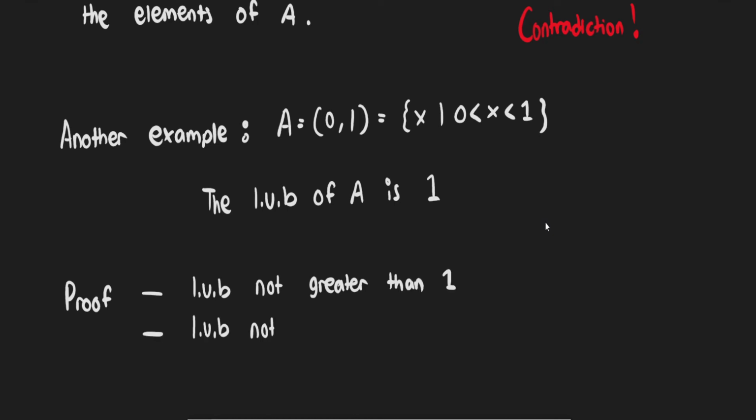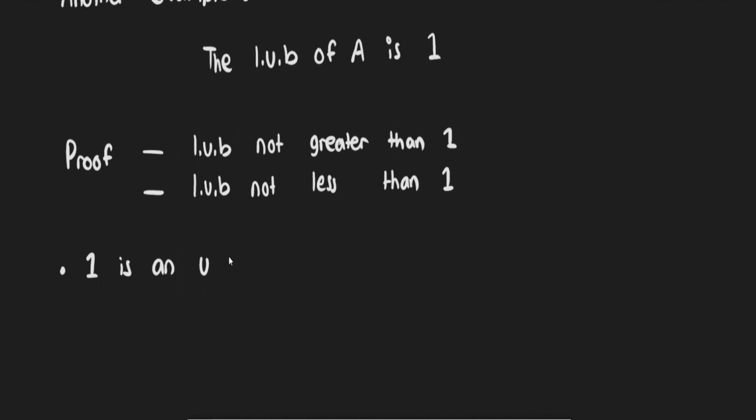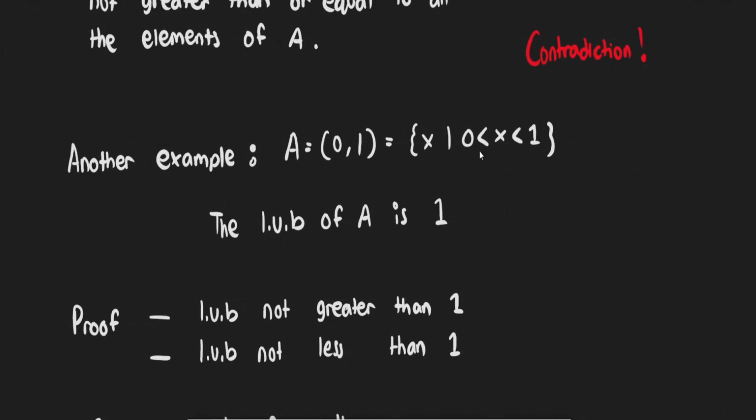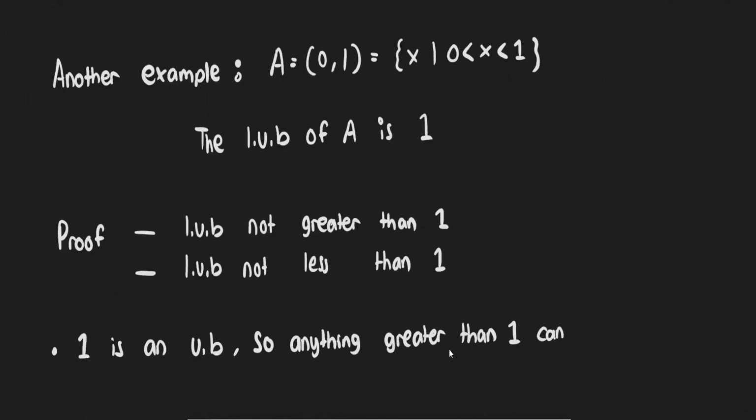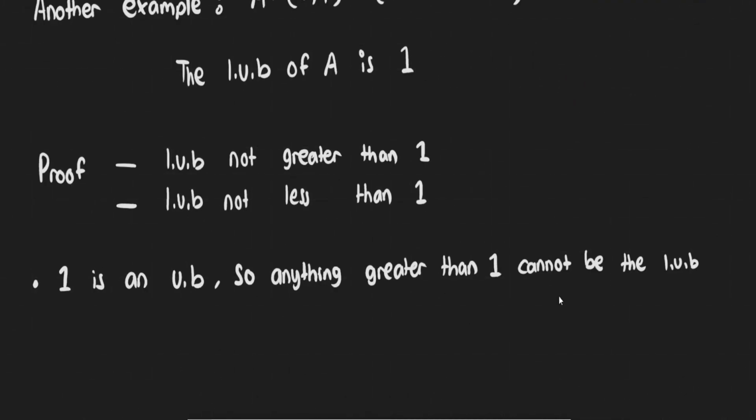Right? Same strategy here. We're going to show that it's not greater than 1. We're also going to show that it's not less than 1. Therefore, once we give a tick mark to both of these, this answer over here would be justified. So most of the times the arguments will be the same or similar, right? 1 is an upper bound because clearly 1 is greater than or equal to everything inside of this set. That's just obvious. So anything greater than 1 cannot be the least upper bound. This is the same argument we used here. 7 is an upper bound, so anything above 7 cannot be a least upper bound. So I don't have to explain this point again.